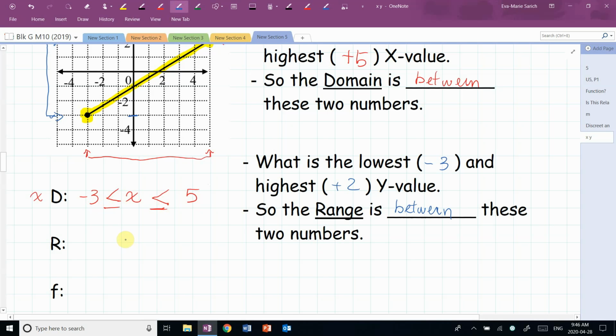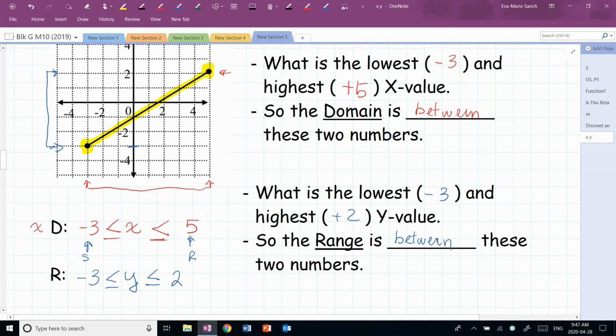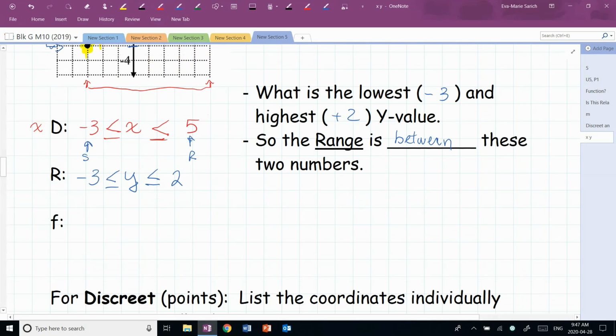Let's move on to range. Range is y, and again, it is smaller than or equal to the higher value, which is +2, and it is bigger than or equal to the lowest value, which is -3. Always the smaller number on the left side and the larger number on the right side. Now determining if this is a function or not, using that vertical line test, you don't cross that line ever more than once. So this, yes, is a function.